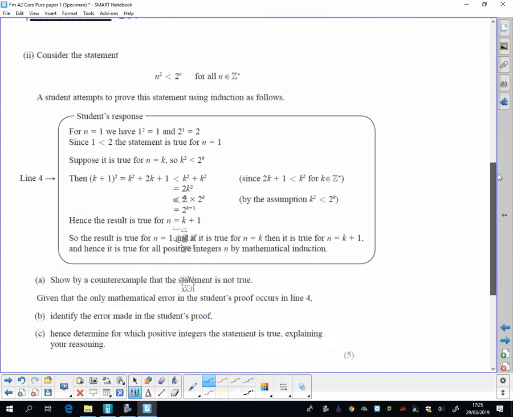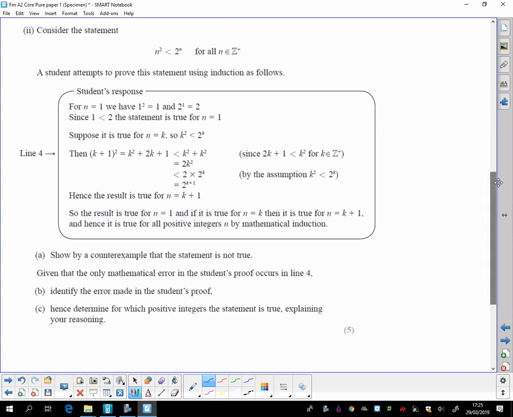Okay, so the second part then went on to get you to look at a response, and they want you to prove a statement. So the first bit is we're using a counterexample to show that a statement is not true. So all you got to do is come up with something that proves it's not true. So we're looking at this statement here.